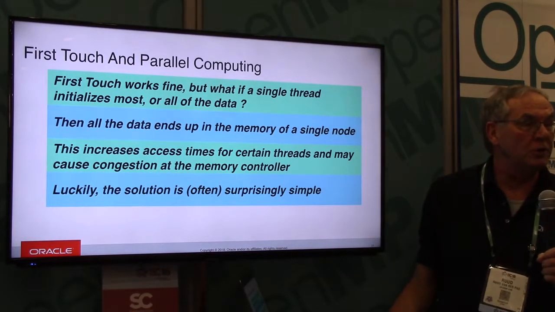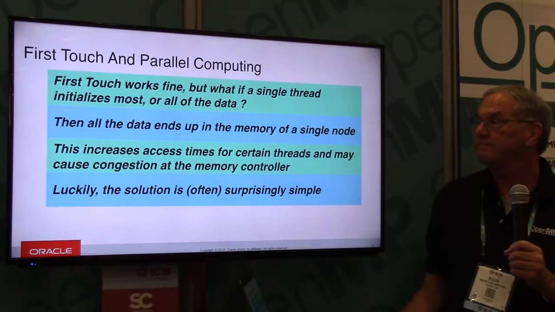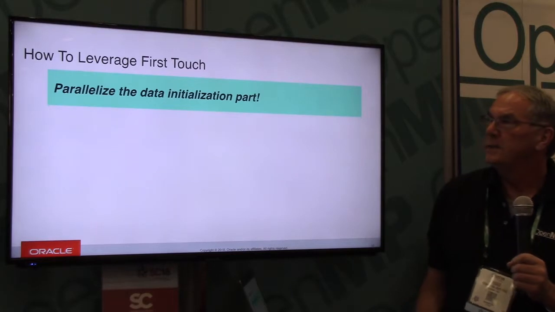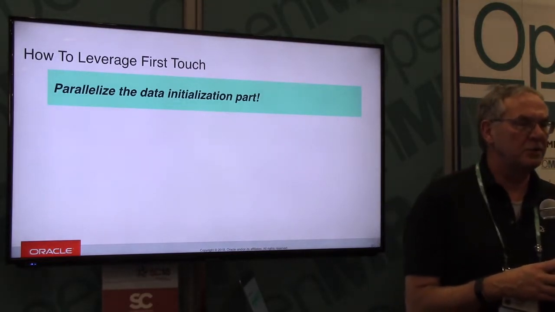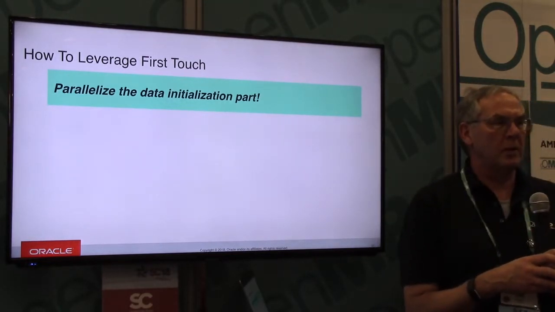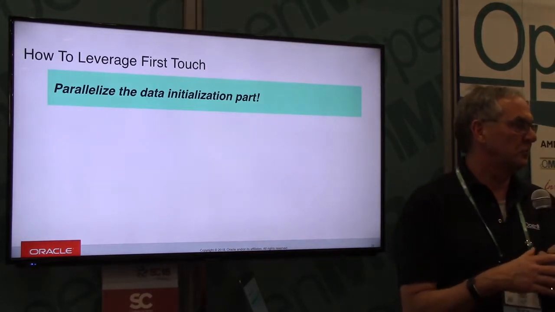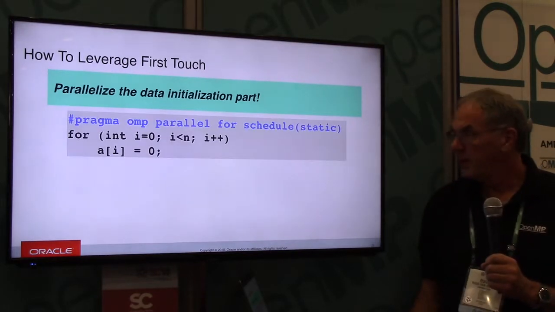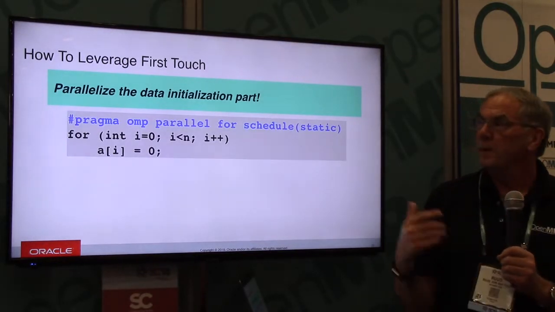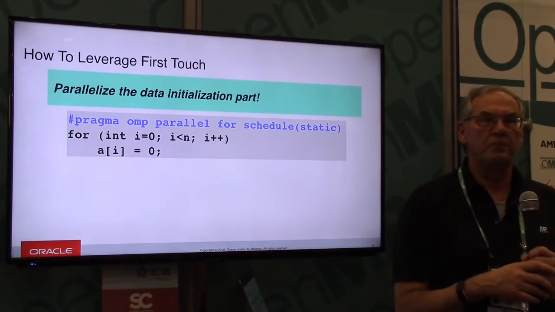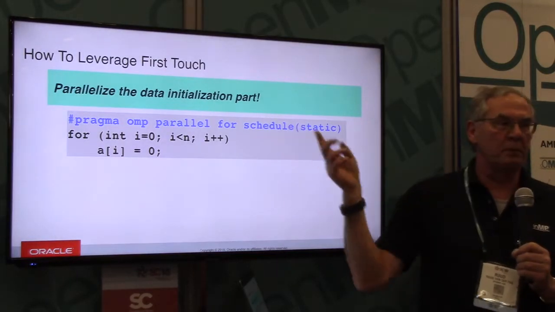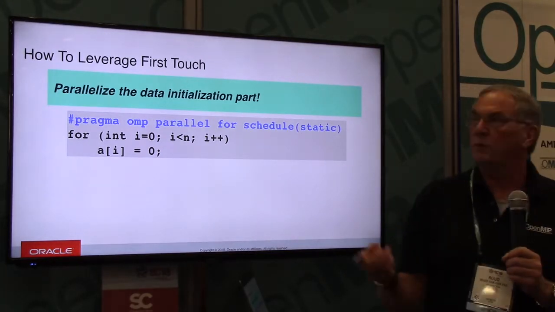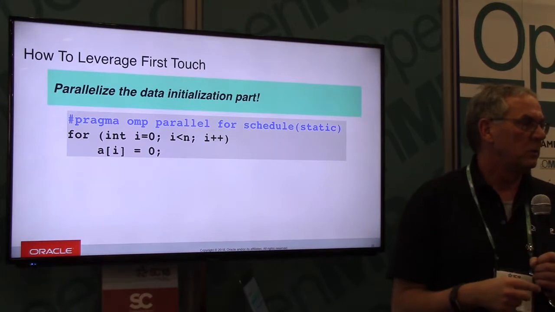Luckily, the solution is often surprisingly simple. So how do we do that? You parallelize the data initialization part. In that way, you kind of force the system to spread your pages over your nodes. Here's a very simple example. I initialize my vector to 0. If I wouldn't do that with OpenMP, then again, one thread would own all the data. So a very simple parallel for will do the magic.